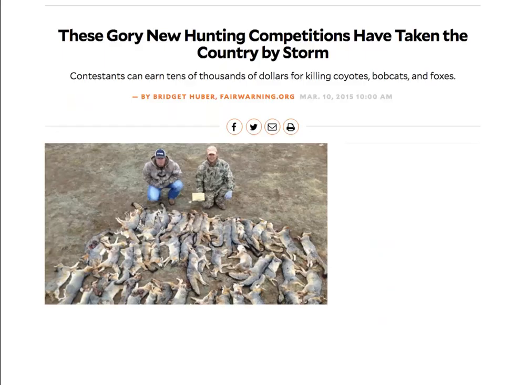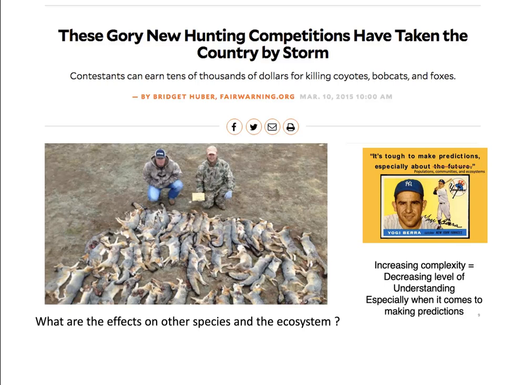And so when we're going back to this gory hunting competition that I talked about earlier, these varmint competitions, if we're going to understand what the effects are of removing all these foxes and bobcats and coyotes from a place on the community of organisms in there, we need to understand the food web, and we need to actually conduct rigorous experiments to explore what effect coyote removal or bobcat removal or fox removal has on the rest of the community. So if we're going to answer this question, we need to use experiments, and that's what you guys are going to do for this case study activity.